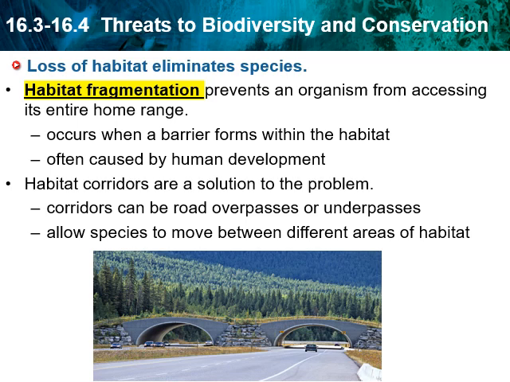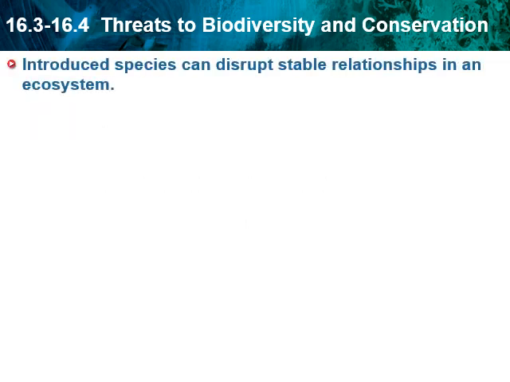One solution is building these things called habitat corridors. So like if you look at our roads here, they built this bridge down here in this bottom image. The bridge is actually covered with grasses and stuff like that because it allows that habitat that's been cut in half by this road that's going right through it. It connects both sides. So corridors can be road overpasses or underpasses and allows those species to move between the different areas of the habitat, so it helps them.